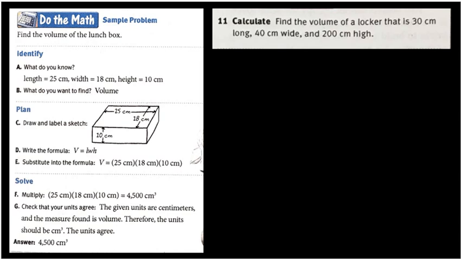So you guys will be doing this problem over here on the right, okay? Find the volume of a locker, okay? But over here in your book, it gives us an example, right? For example, let's suppose I have this rectangular prism and I know the length is 25 centimeters, right? The length is usually the longest portion, so 25, times the width, it says here 18, right? Times the height, which is 10. So all I do is I just multiply them together, 25 times 18 times 10, and I get my answer. So it's as simple as that.